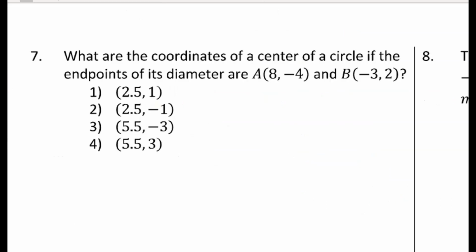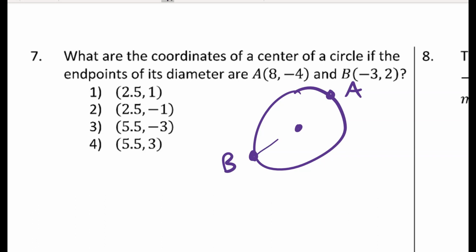What are the coordinates of the center of a circle if the endpoints of the diameter are (8, -4) and (-3, 2)? Well, think about a circle. It's got a center, and let's say A is over here, B is over here. This is obviously not drawn to scale, but I've got a chord that goes through the center of my circle, and I want to know where the center of the circle is.